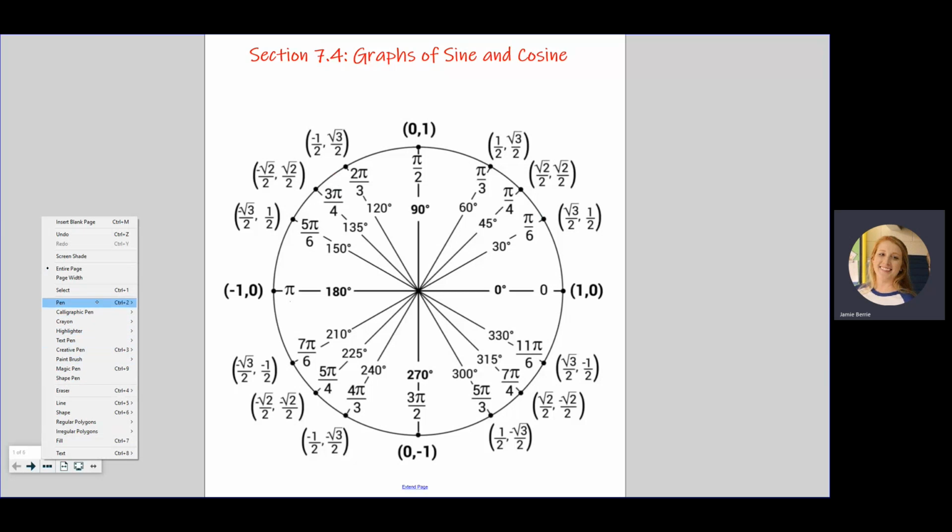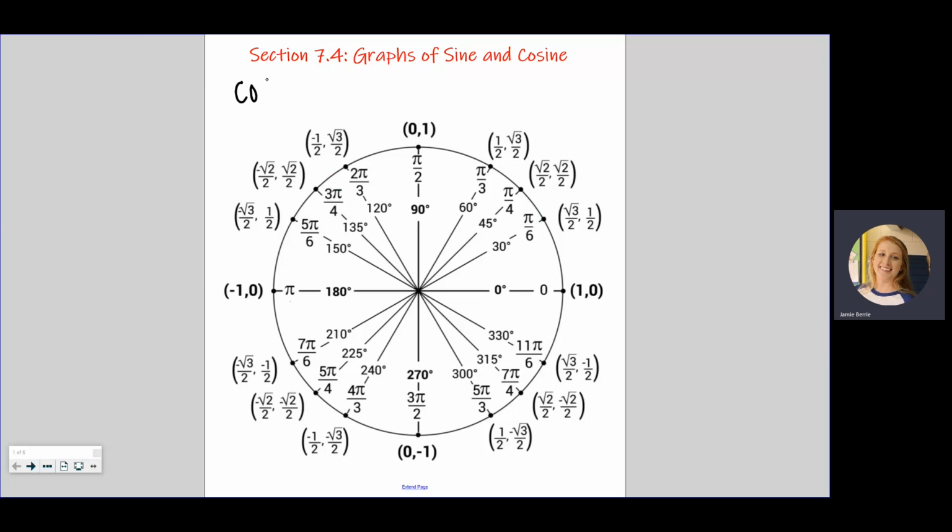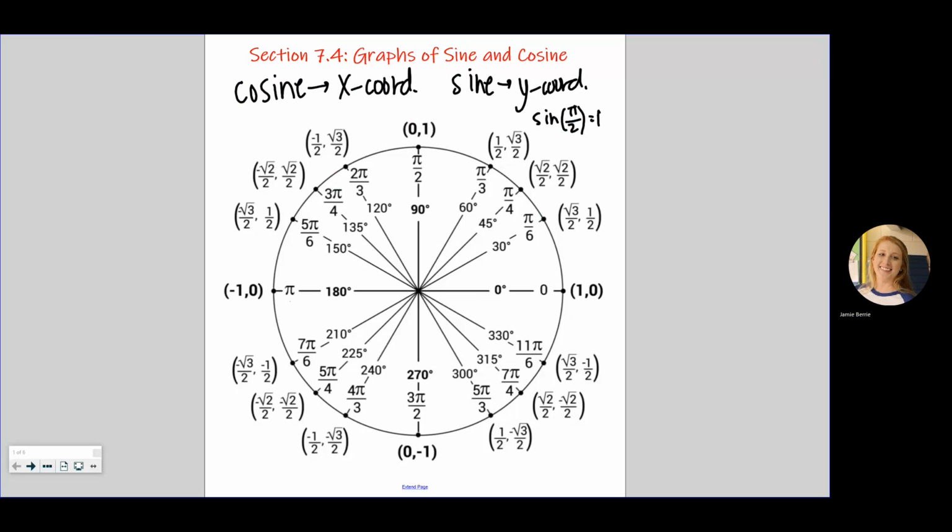Recall that cosine is represented by the x coordinates here, and sine is represented by the y coordinates. So for example, the sine of pi over 2 would be the y value at pi over 2, so that would be 1. That's where the function values are going to come from whenever we start graphing these.